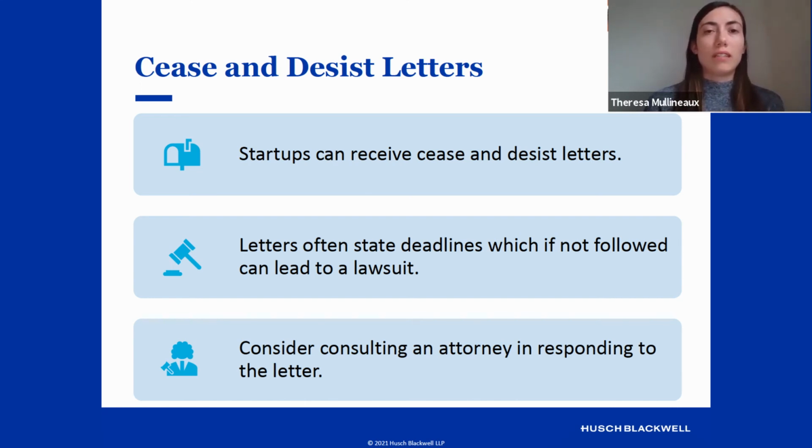Typically, we see these letters in our litigation around trademarks, but you can get a cease and desist letter for a variety of reasons. Like the demand letter, it's important to not throw it in the trash and forget about it because there are often deadlines in those letters that if you do not follow, then the other party will start a lawsuit, and we want to try and avoid that if we can, which is why we recommend that you consider consulting an attorney when deciding the course of action and responding to this type of letter.